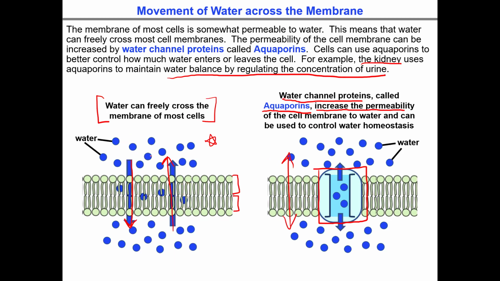So again, water is one of those special molecules that can move in and out through our semi-permeable membrane, through our lipid bilayer. But again, sometimes we need quick movement, so we're going to utilize a water channel known as aquaporin in order to increase or decrease the amount of water in a very short amount of time.